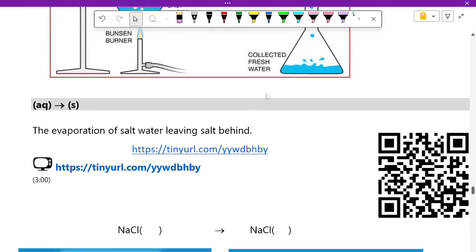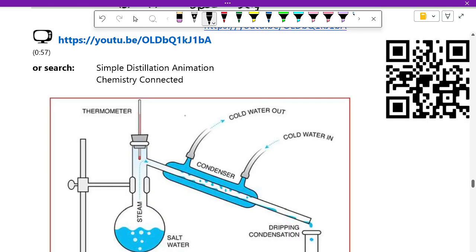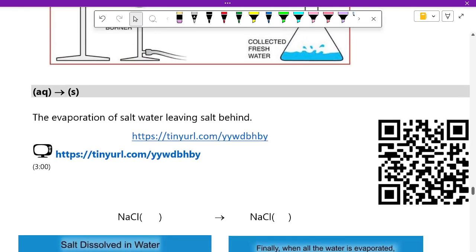And now we're going to look at going from aqueous to solid. Now, this would be like when you have salt water and the water evaporates. What are you going to be left with when the water evaporates? Salt. So this is going from aqueous to solid, and this is called, if anyone is interested, recrystallization. That's a huge word.